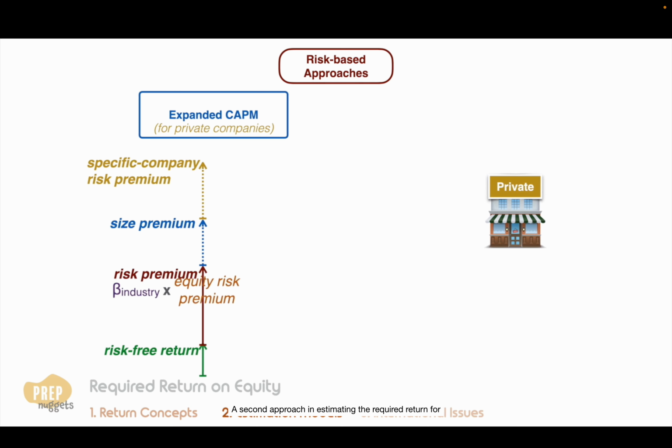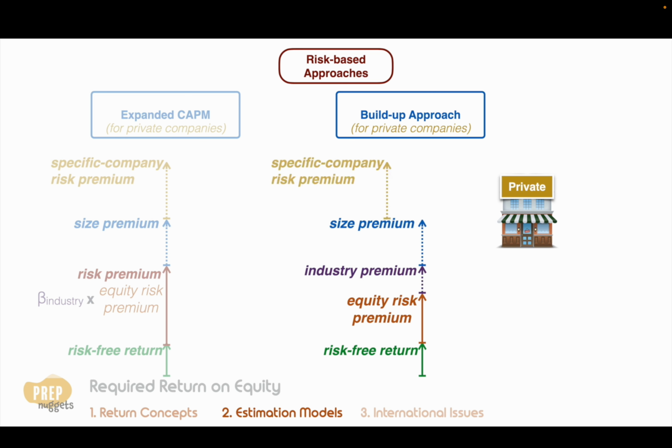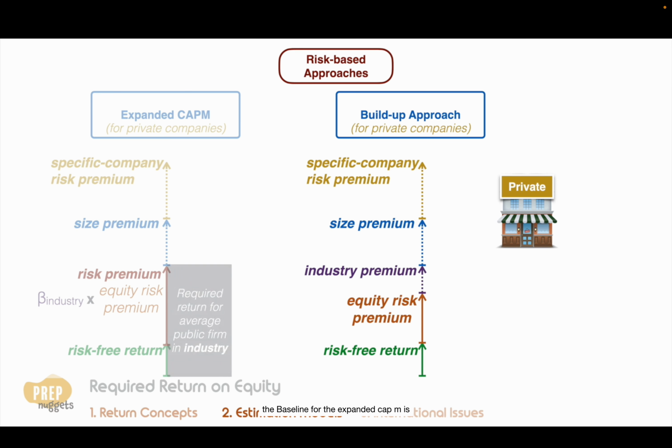A second approach in estimating the required return for the private company is the build-up approach. Typically, this does away with the estimation of the industry beta, but adds on a premium for the industry risk. Another way of looking at the difference is this. The baseline for the expanded CAPM is the required return for an average public firm in the industry, while the baseline for the build-up approach is the required return for an average public firm in the entire market. This is called the build-up approach, as it requires the building up of the required return on equity, beginning with the risk-free rate and then adding on the relevant risk premium to account for the various risk factors.